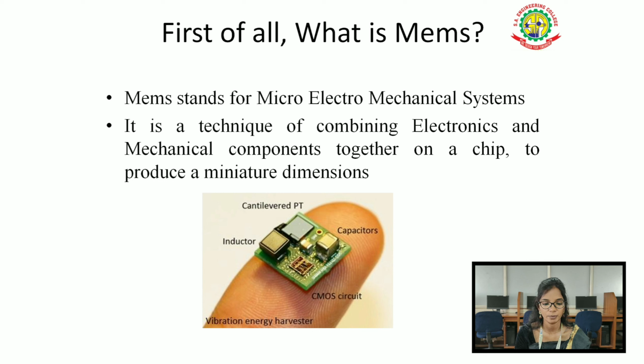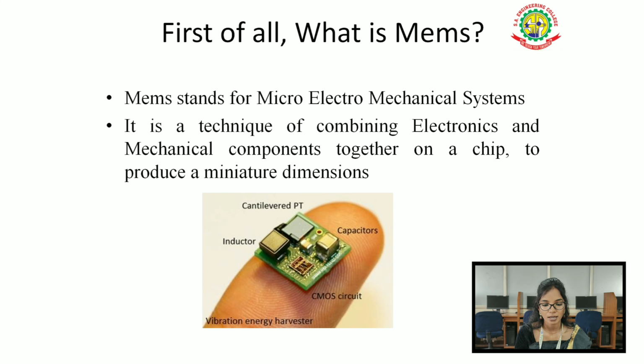Now in this PPT, you can see the image at the bottom. That is actually a MEMS vibration energy harvester device. It is used to create energy by converting mechanical energy into electricity. But you can see that this device is placed on a finger. That means the size of this device is very small.